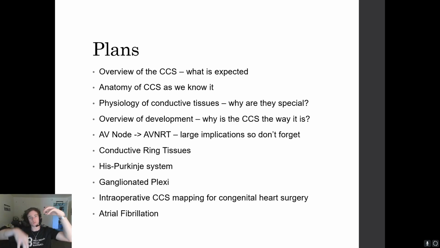If you're trying to reform the heart into a functioning heart, you don't want to cut right through the His bundle when you're trying to patch something together, right? You don't want to just cut right through it. So you have to know where it is. So that's why intraoperative mapping is really important for congenital heart surgery specifically.